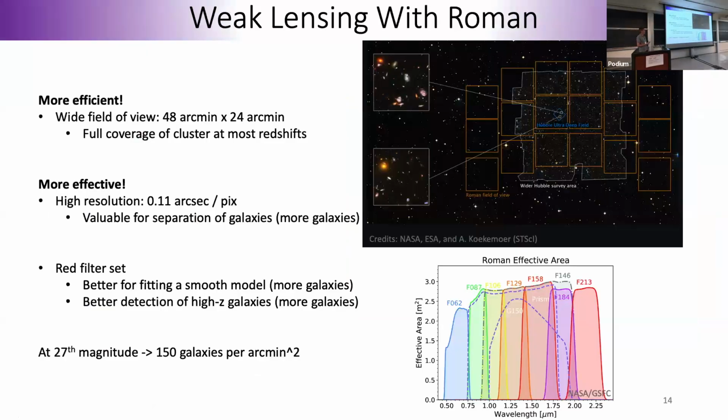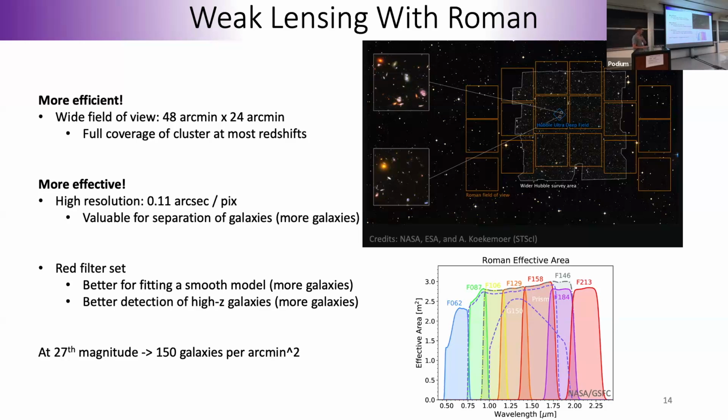So I think you know where I'm going with this. Roman will be more efficient because it basically has Subaru's field of view. It has a very wide field of view, so we'll efficiently cover clusters, and it'll be far more effective. It has a great resolution, which is valuable for separation of galaxies, giving more galaxies for weak lensing. And the redder filter set is a big advantage too, because it's better for fitting a smooth model to the red light distribution, and we get a better detection of high redshift galaxies. So it moves our background galaxies to higher redshift, which gives us more.